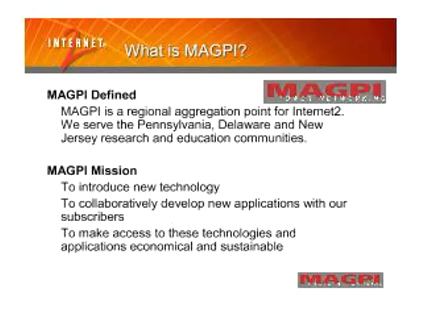Well, what's Magpie? How do we fit in? Magpie is a regional aggregation point for Internet2 located in Philadelphia at the University of Pennsylvania. We are a gigapop, a gigabit point of presence. And we have a 2.5 gigabit connection to Abilene, which is the high-performance backbone that makes up Internet2 today. Our mission is essentially to introduce new technology, to collaboratively develop new applications working with our members, and to make access to these technologies scalable and sustainable.